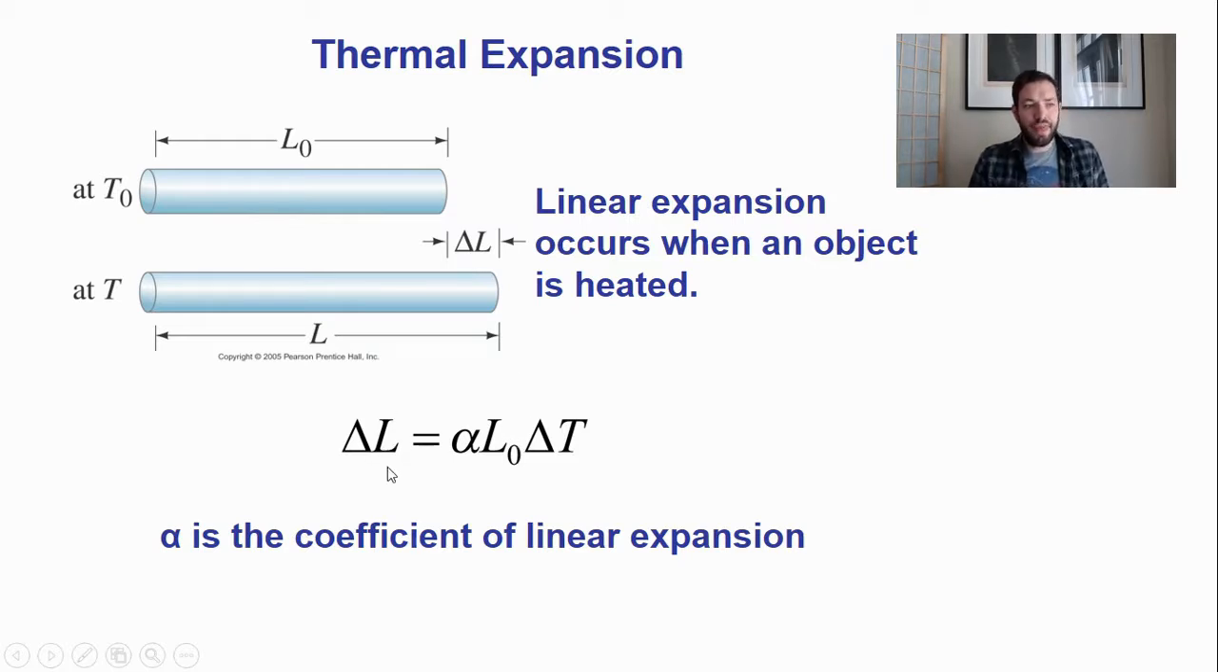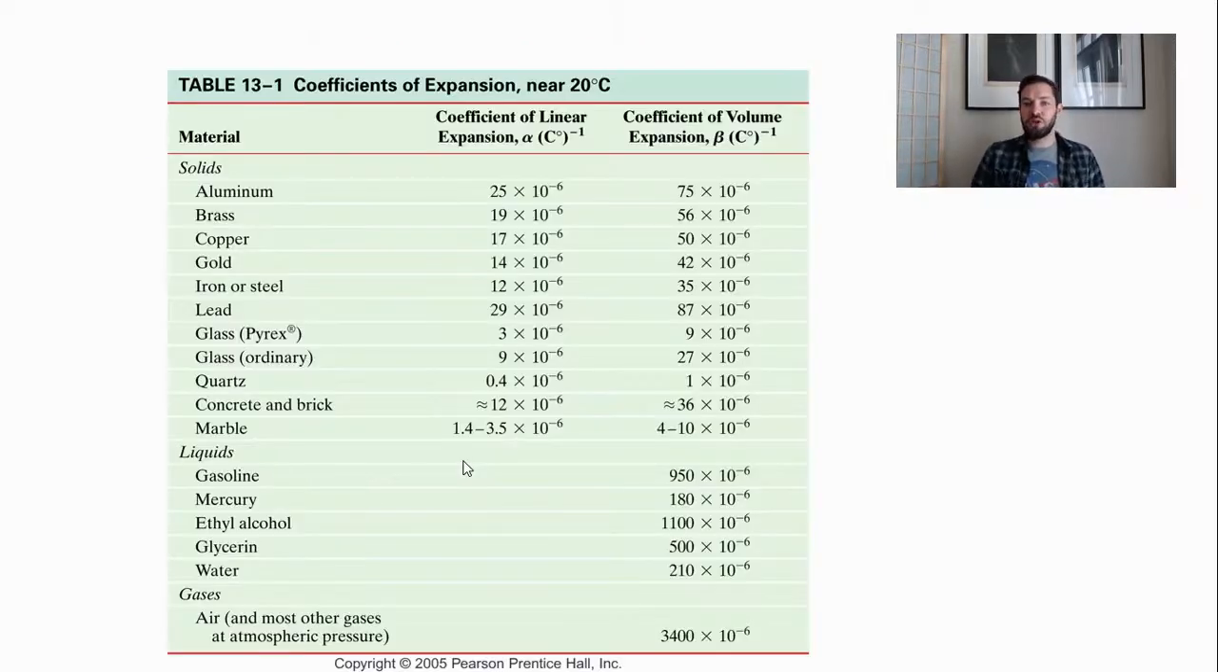We can determine what that length expansion is going to be by using this equation. It depends on the change in temperature, but it also depends on this other coefficient of linear expansion. This number actually just depends on the substance itself. I'm going to show you on this next slide a couple of different examples of the coefficient of linear expansion. You don't need to memorize these, you don't need to write them down, but these are the numbers that you would be plugging into an equation.